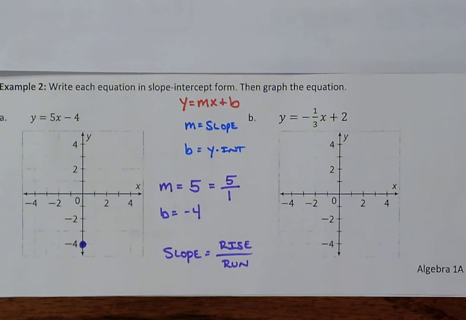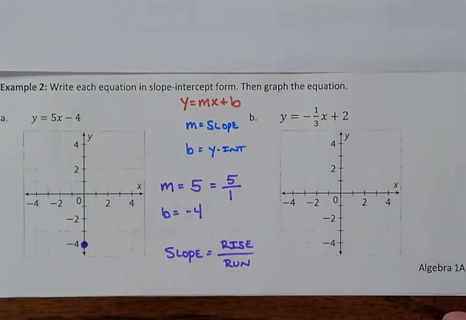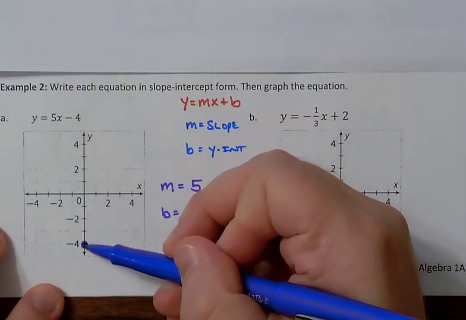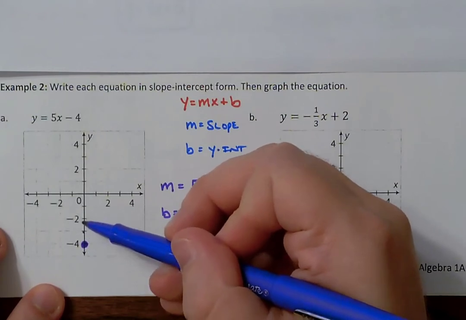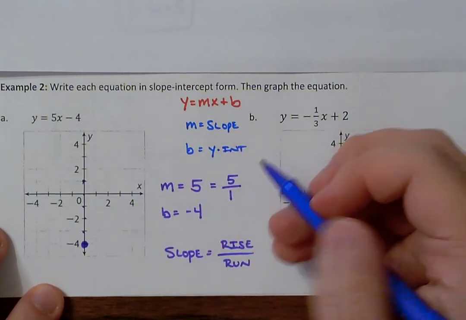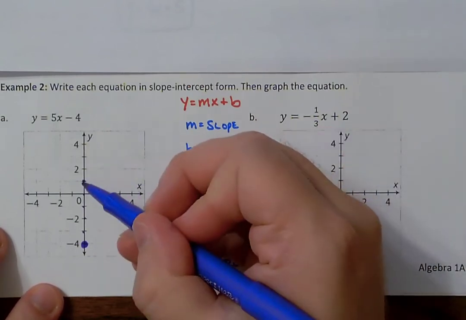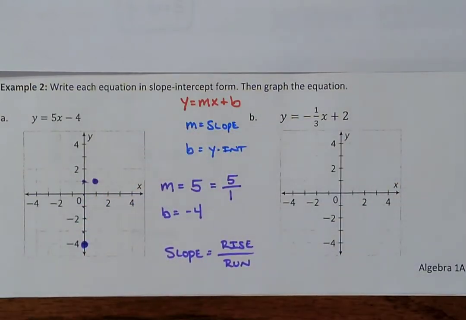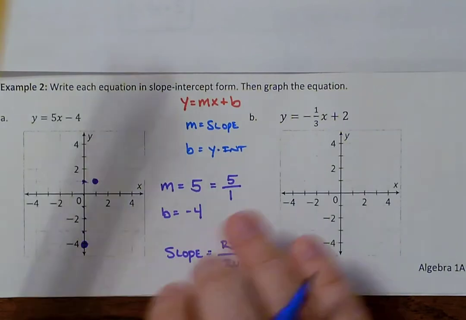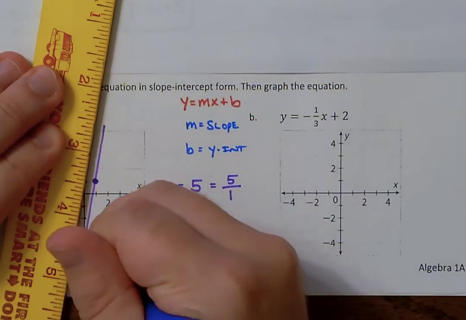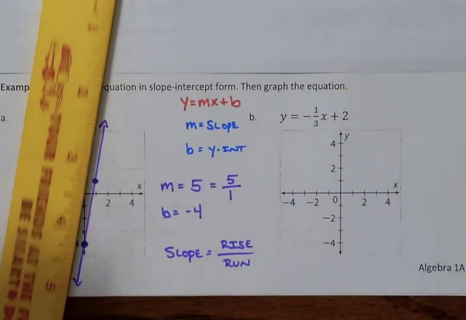Now, key thing to keep in mind, positive means you go up, negative means you go down. So it's a positive 5, so we're going to go up 5 units from the -4. So we go up 1, 2, 3, 4, 5. And then it's over 1, so it means we go to the right 1. And that is our second point. All you need is 2 points to draw a line. So I have my 2 points, I connect my dots, and I have my line.